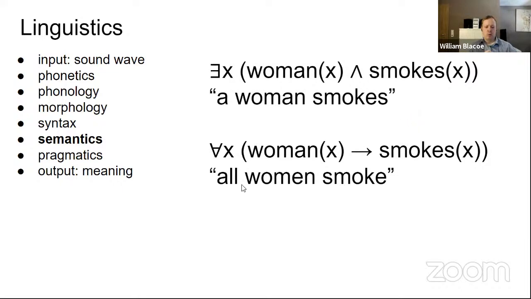Then use the universal quantifier. All X, for all entities X, if X is a woman, then X smokes. All right? So this doesn't tell you anything about whether a tiger smokes or not. You just need to cover all of the entities that are women and check for each of them whether they smoke or not to see whether the sentence is true or not.